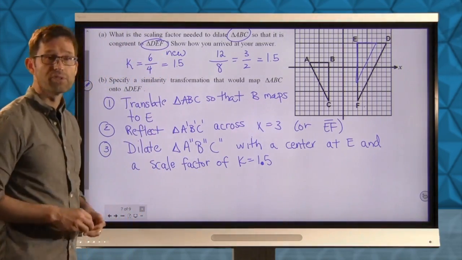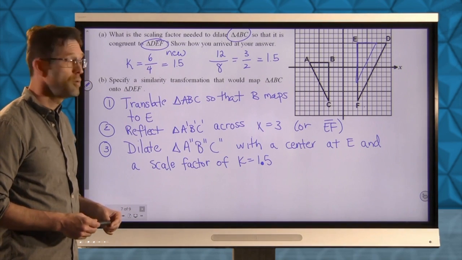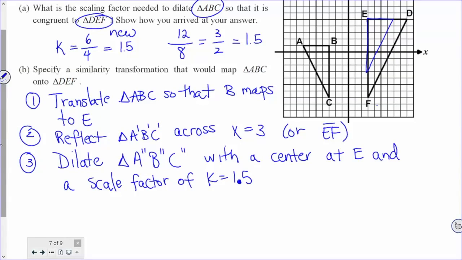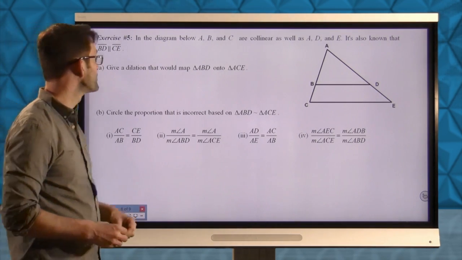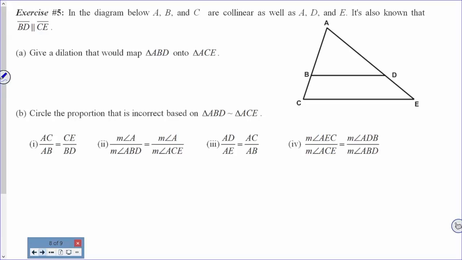Let me step out of the way for a second so you can take a look at this and then we'll move on to do more. All right, let's take a look at the last problem. Here we go. Exercise number 5. In the diagram below, A, B, and C are collinear as well as A, D, and E. It's also known that BD is parallel to CE. All right, I'm going to mark that on my diagram right away. BD is parallel to CE. Give a dilation that would map ABD onto ACE.